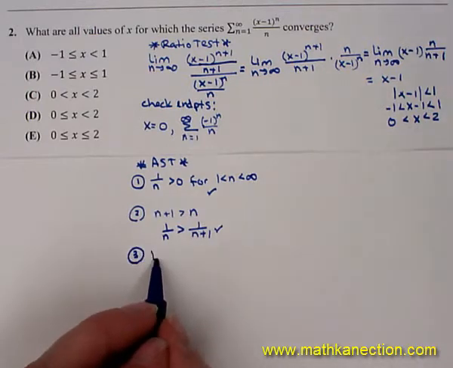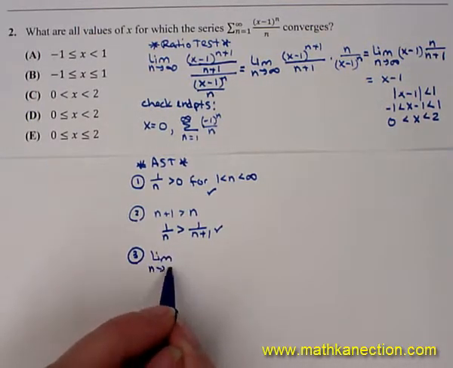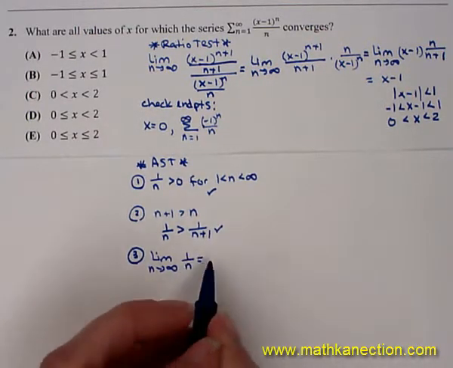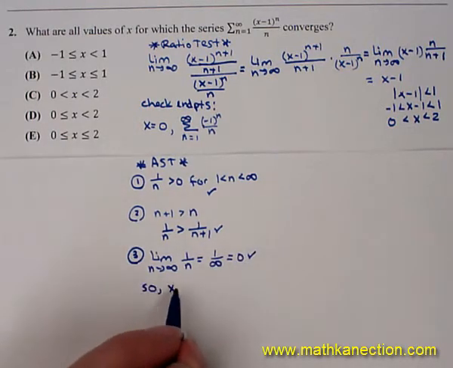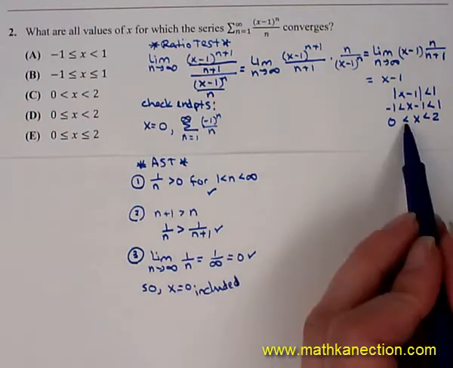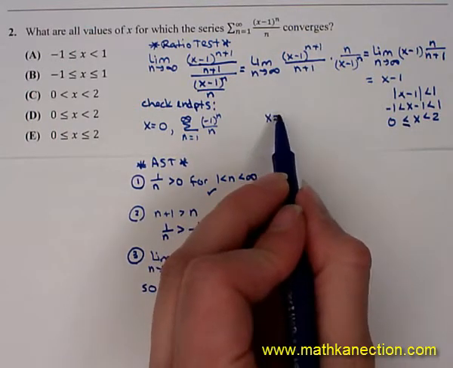And the third condition of the limit as n approaches infinity of the u sub n term, which is equal to 1 over infinity, is equal to 0, also checks. So since the alternating series test proves convergence, x equals 0 is going to be included.